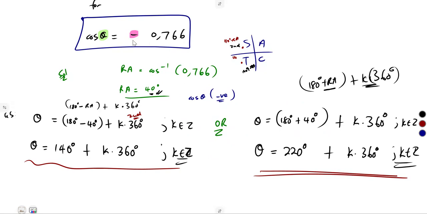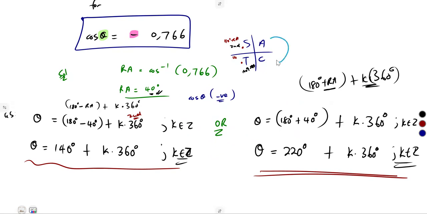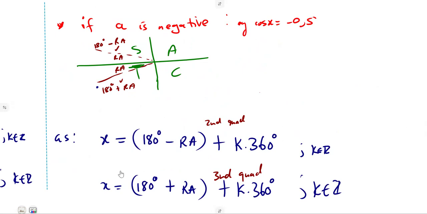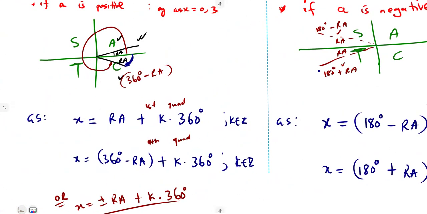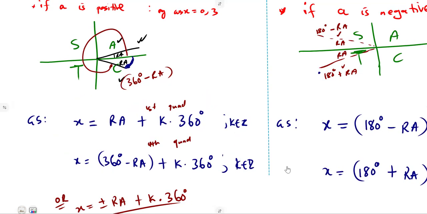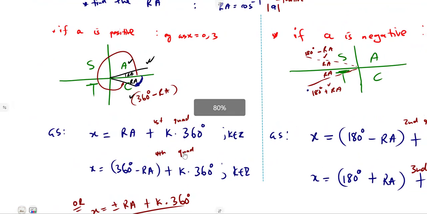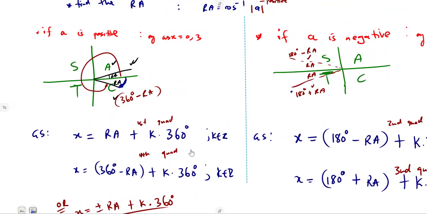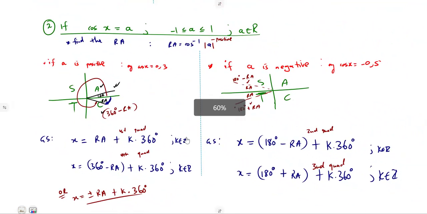If it was positive here, your answers were going to be taken from the first and fourth quadrants. You would use the same concept when A is positive. This is how we represent our general solutions. Just like that. General solutions, guys, it's nothing. It's all about more questions.